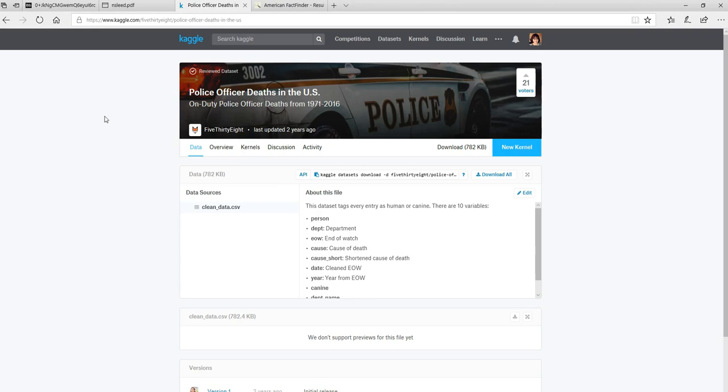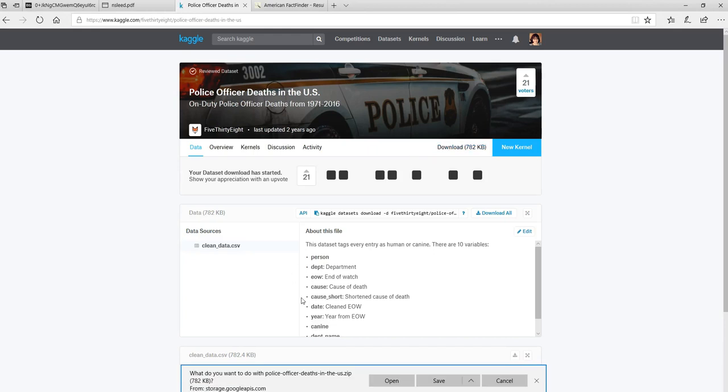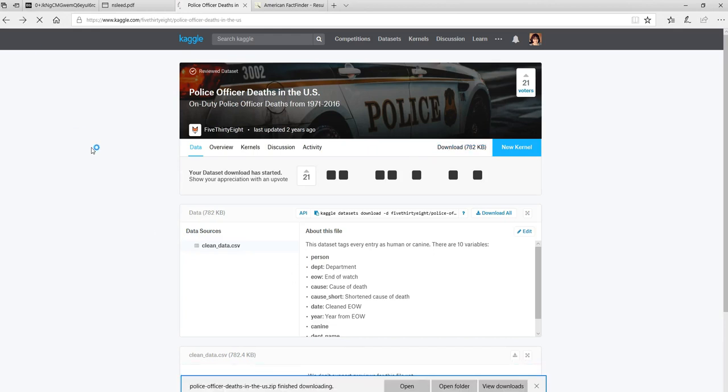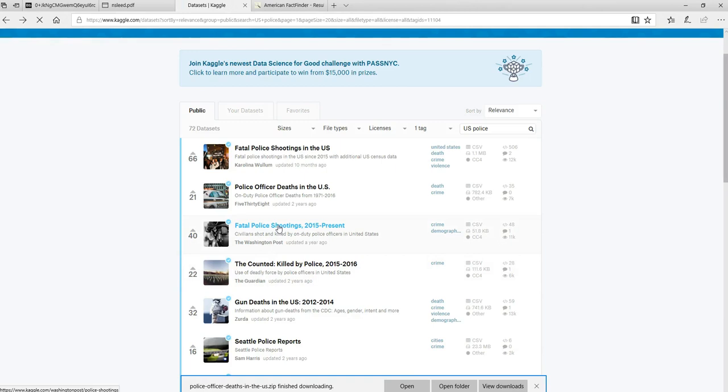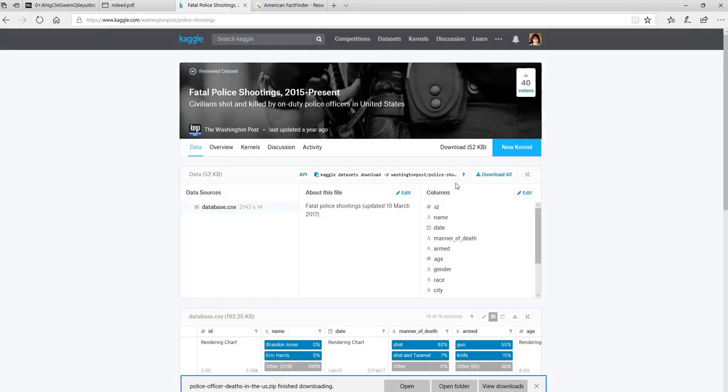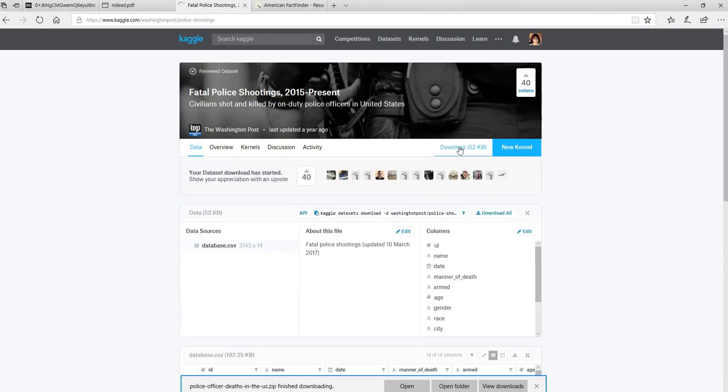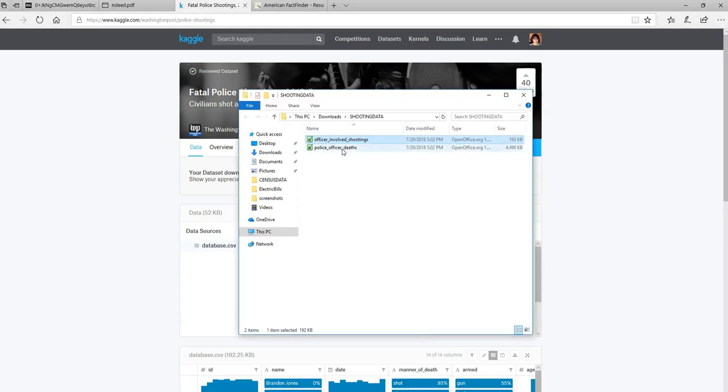Here's the 538 data set for the police officer deaths. It comes in a CSV file. So I'm going to click the download button and save that file. Then I'm going to go back and pick up the Washington Post police shootings data set. This one is also available as a CSV, so I'm going to download that by clicking download and save the file.